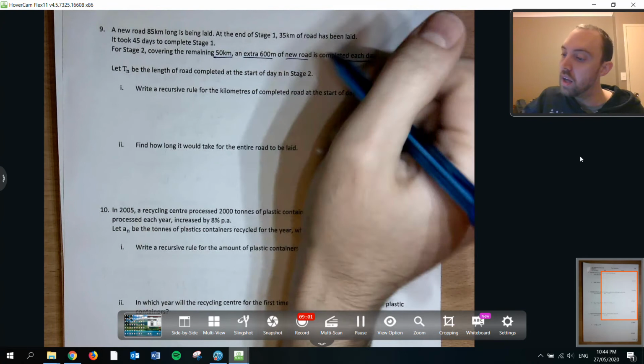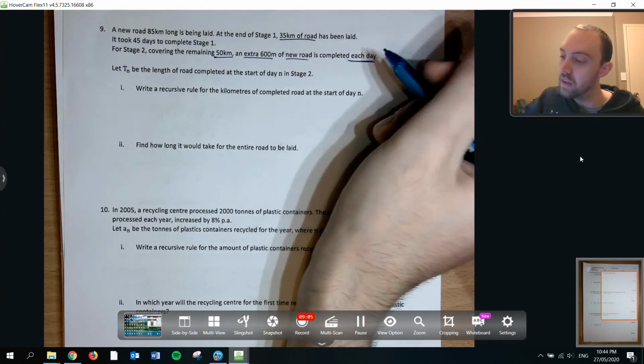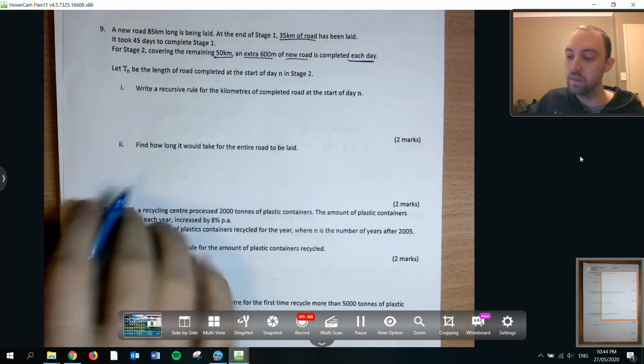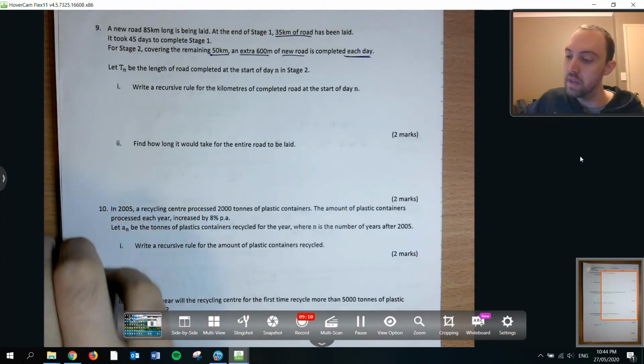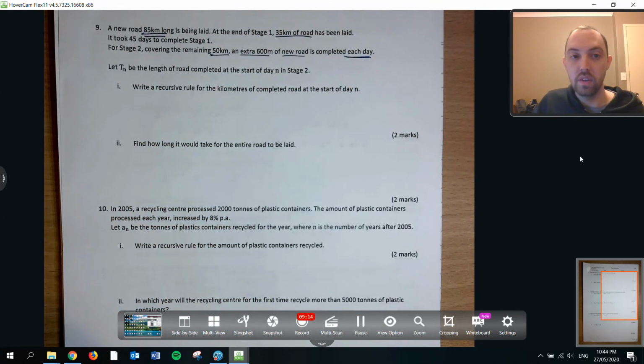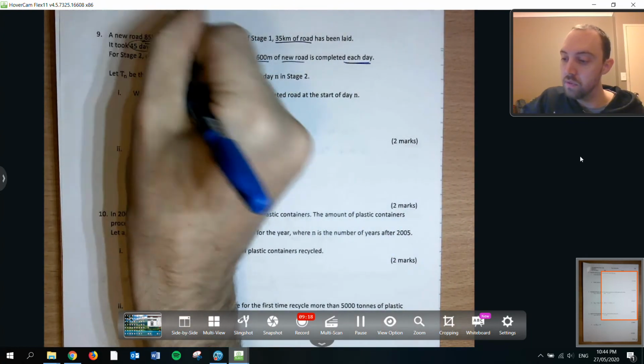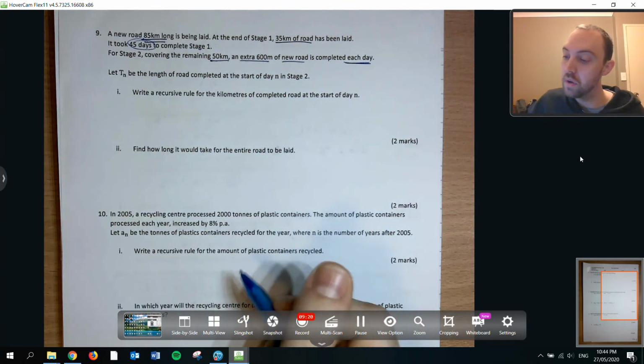Okay, and we've got 35 kilometers of road laid in stage 1. Just trying to highlight some of the important information that I can see. 85 kilometers long is the other important part. We might come back to this 45 days a little bit later as well.